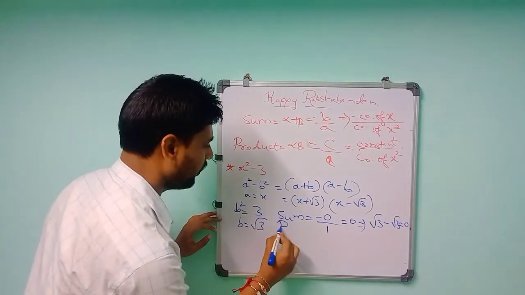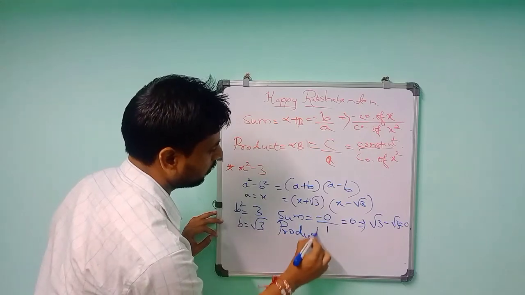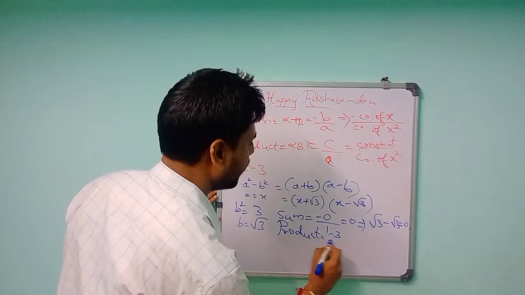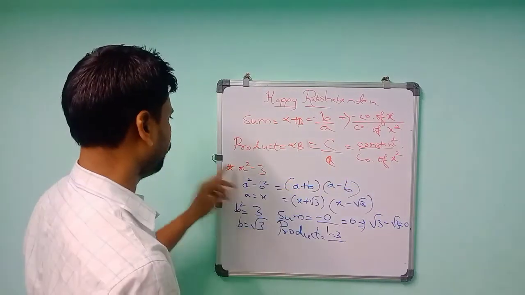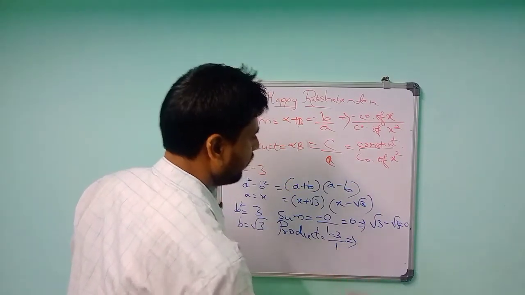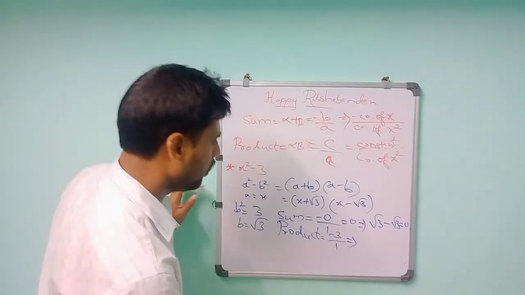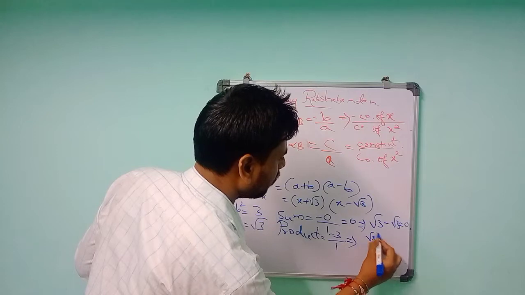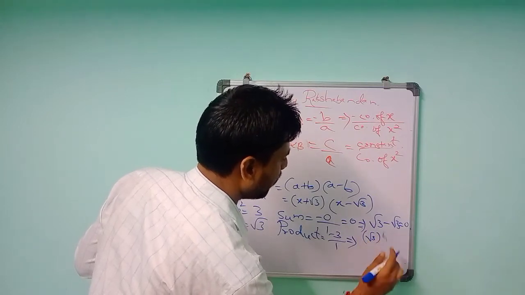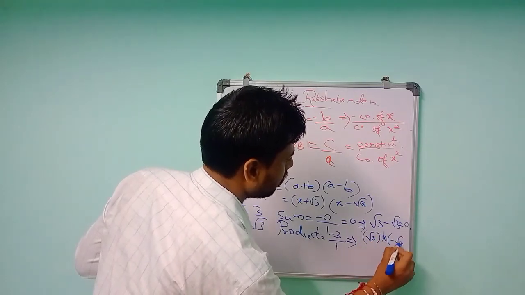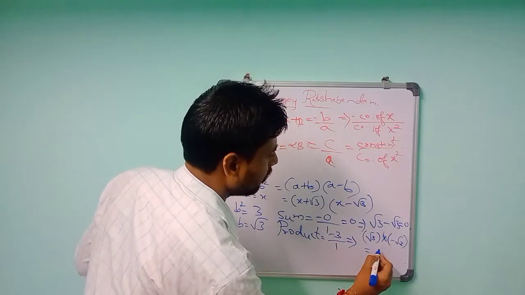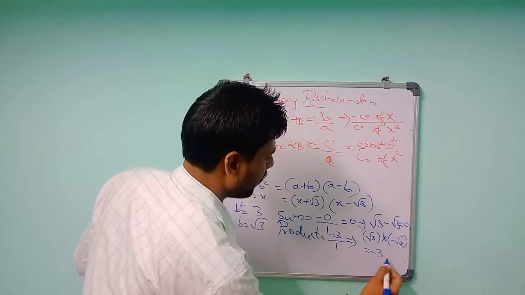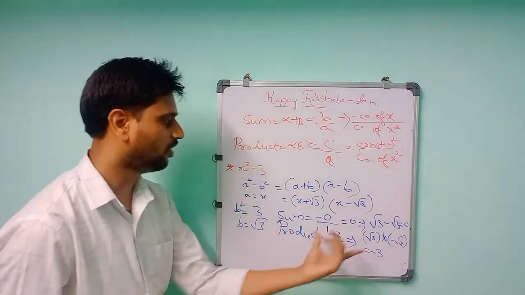For the product, you can take it the same way. What is the constant term? Minus 3 divided by the coefficient of x square. The coefficient of x square is 1, so it should become minus 3 by 1, which is minus 3. If you take root 3 and multiply by minus root 3, the roots cancel and 3 remains, with the minus sign, so minus 3 by 1 is nothing but minus 3. So it is satisfying the condition.